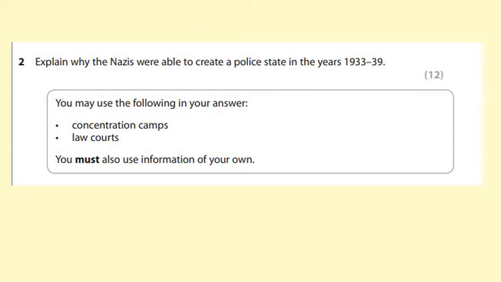Now remember, with an explain why question, you are given two bullet points. You don't have to use them, but they are there to try and help guide you.